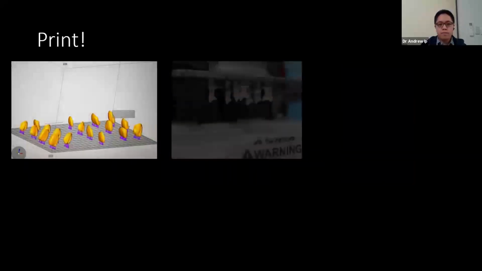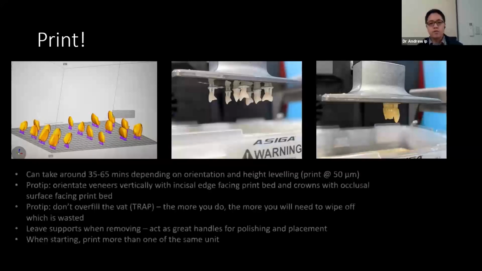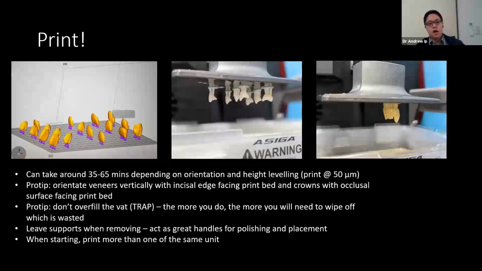All right, and you're going to print it, okay? You're going to want to orientate them vertically with the incisal edge towards that print plate as pictured, okay? And you're going to be printing at around 50 microns. As I said, you're going to orientate them vertically with the incisal edge or occlusal surface facing that print bed.